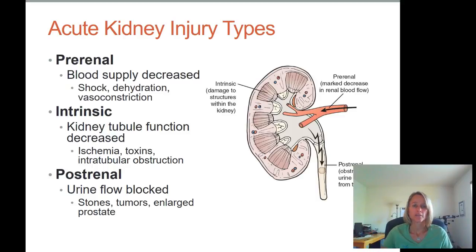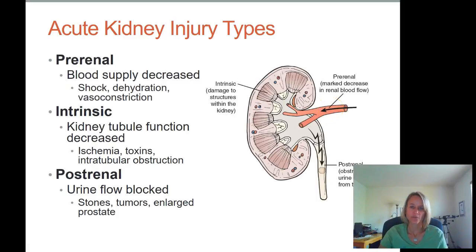Okay, so let's look at these types. So pre-renal. So this is before the kidney. This is when we have a marked decrease in renal blood flow. So the kidneys themselves are not actually failing, but the GFR is low because the blood flow to the kidneys is low. We can see this in shock, congestive heart failure, dehydration, or vasoconstriction.